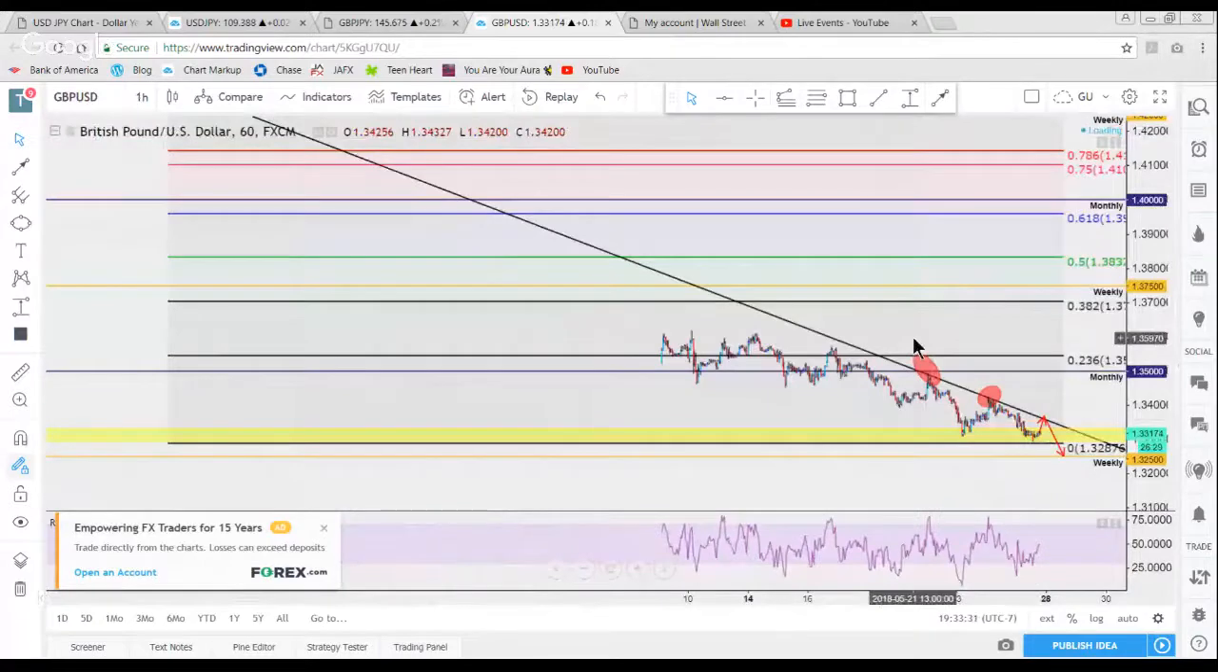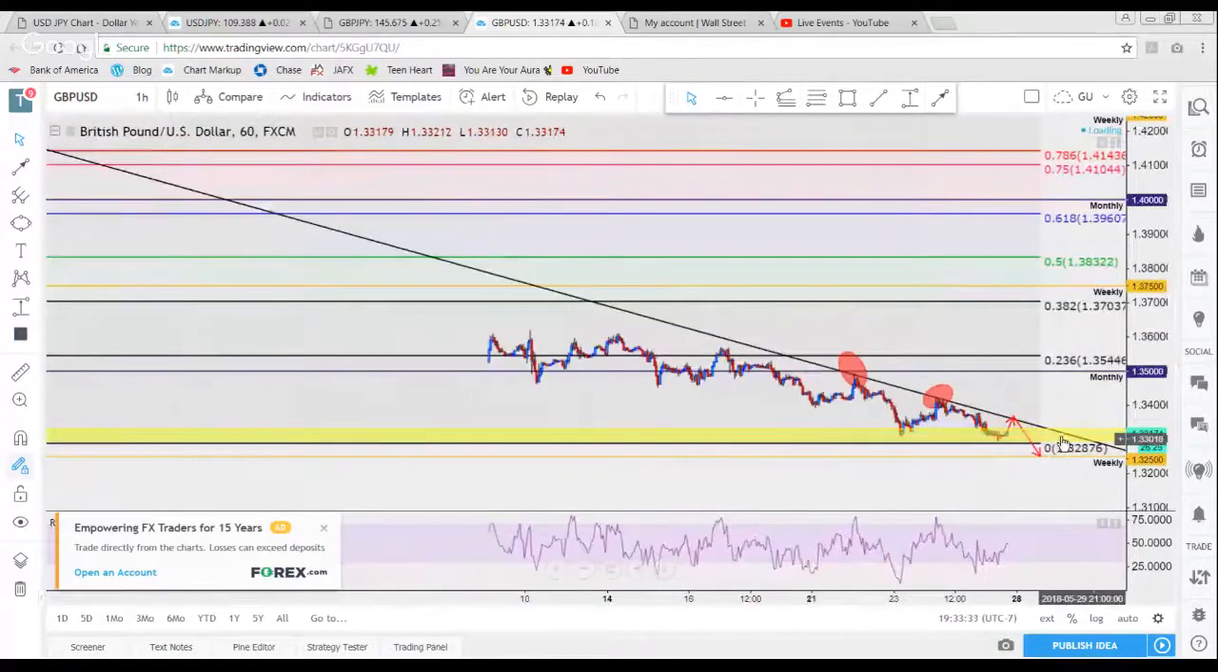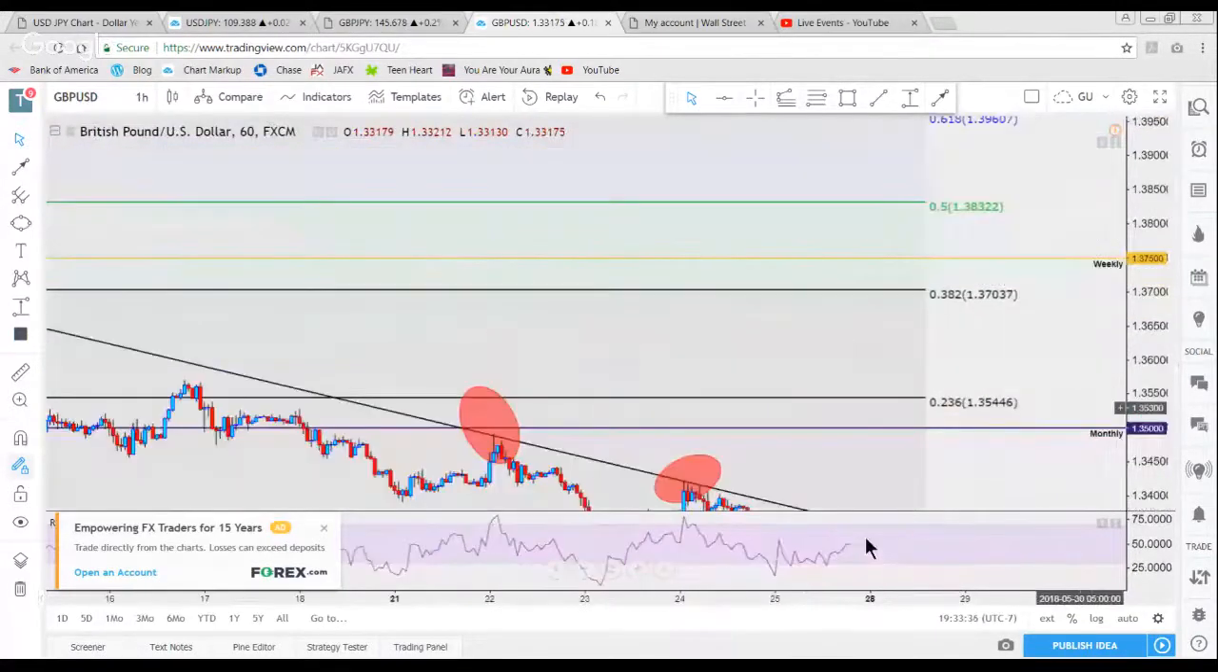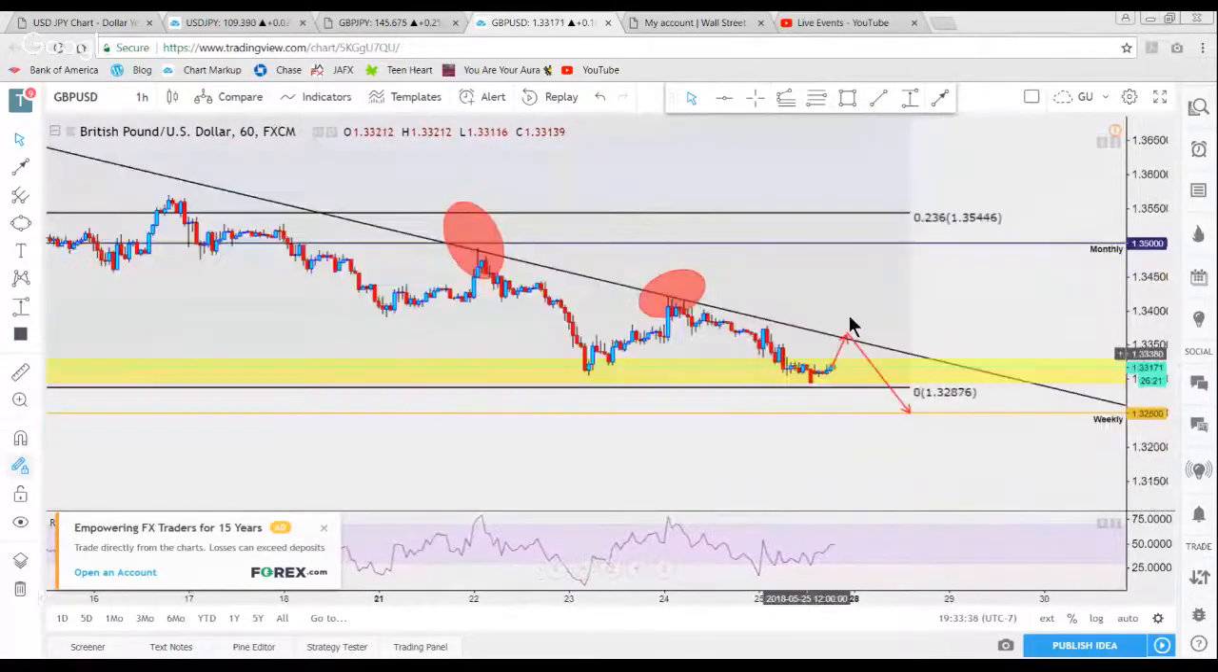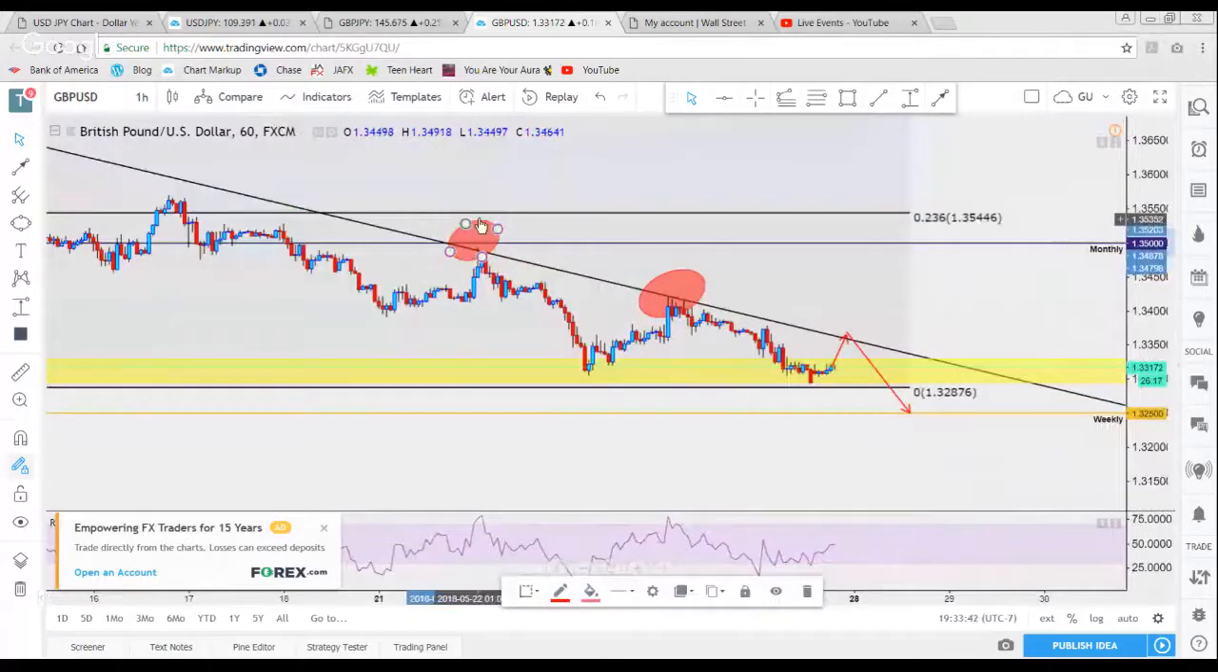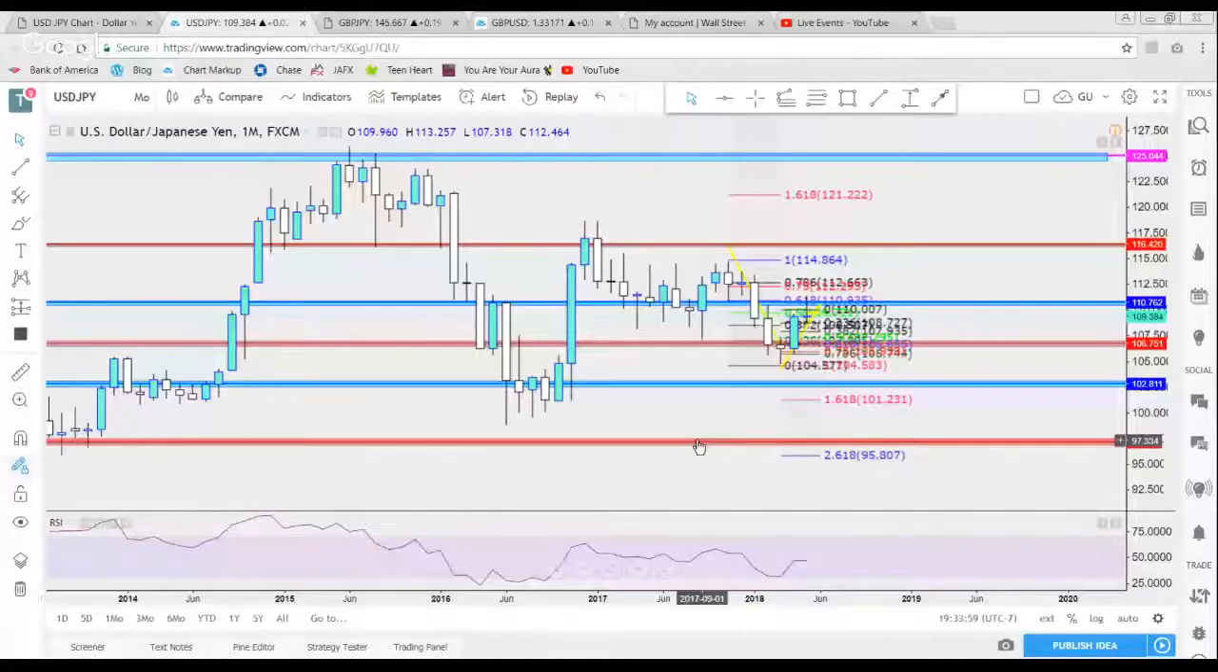So once I get some more clear bull momentum, then we can see, oh okay, maybe this might break the trend line. But as of right now, this is just a short-term buy.